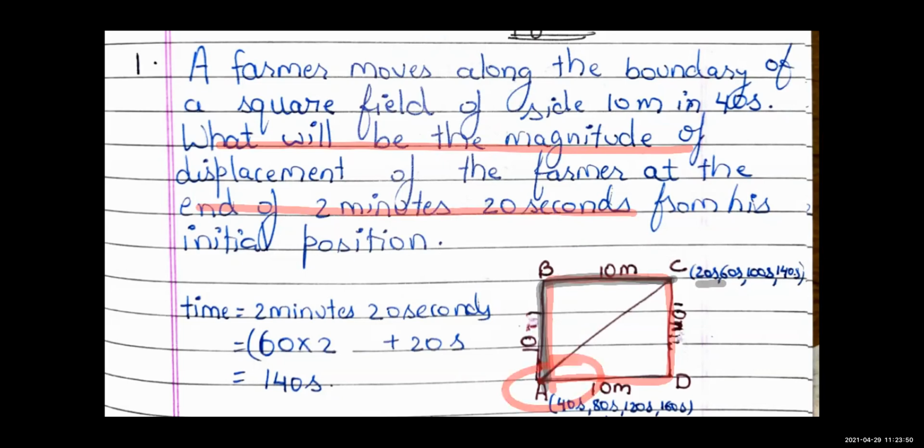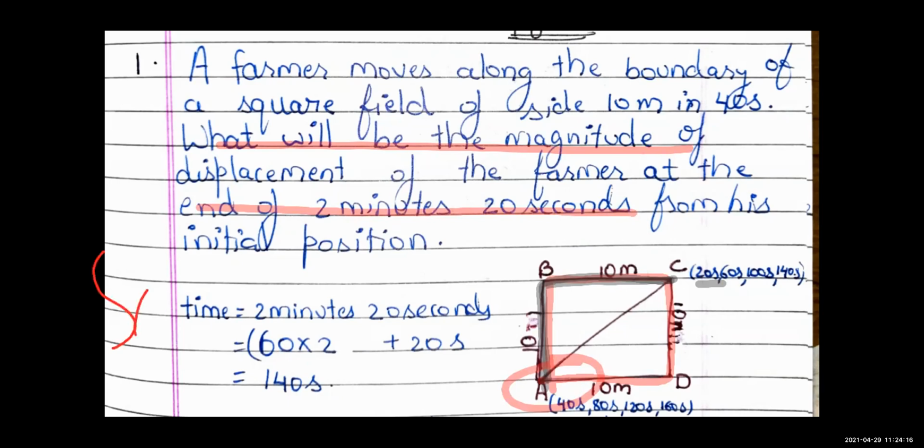So they are telling us that we need to find where the farmer will reach at the end of 2 minutes 20 seconds. Where he reaches will be the final position. So we need to give the shortest distance between the initial position, that is A, and the final position that we will find, right? So this is the question. Now let's start with the solution.